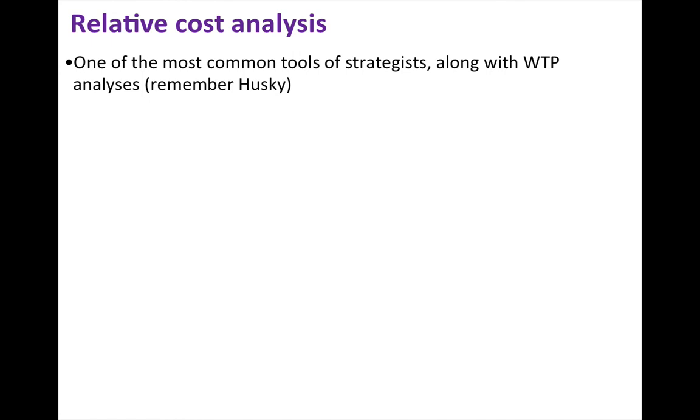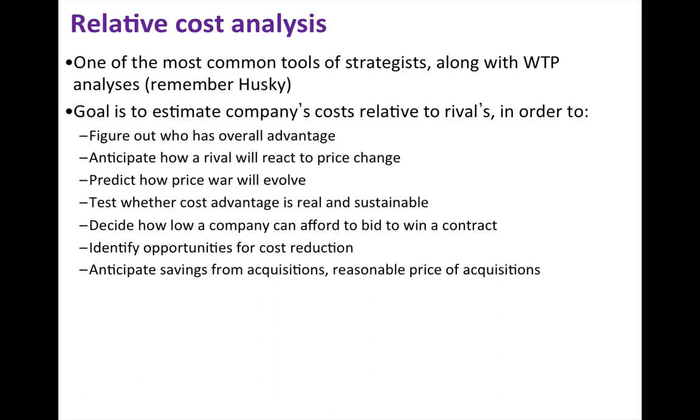Remember, to calculate the wedge, you need to know the willingness to pay on the top and the cost on the bottom. So you calculate the willingness to pay through willingness to pay analysis, and then you go down and you calculate your costs through relative cost analysis. That's why these are so fundamental, and we spend time on both of them. The goal is to estimate your company's costs relative to your rivals in order to do a whole bunch of things that, remember back to Ryanair, we've talked about.